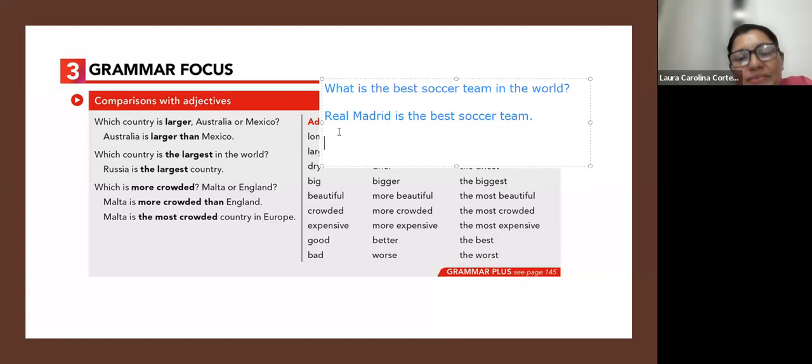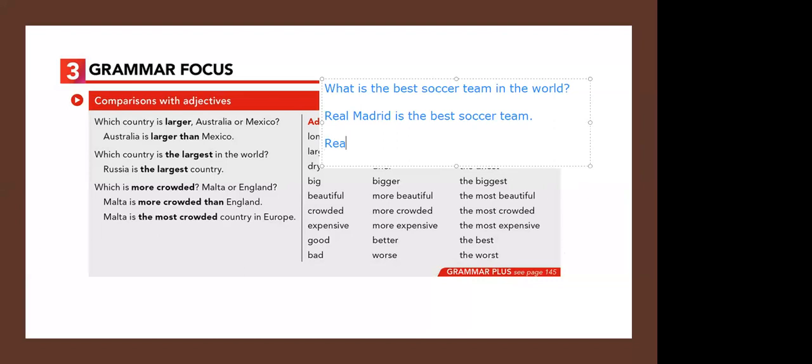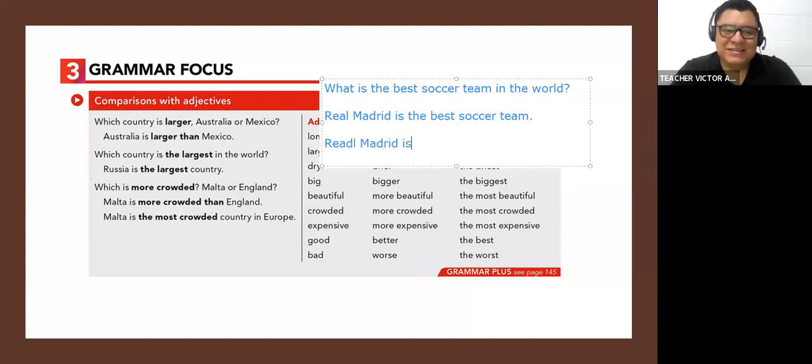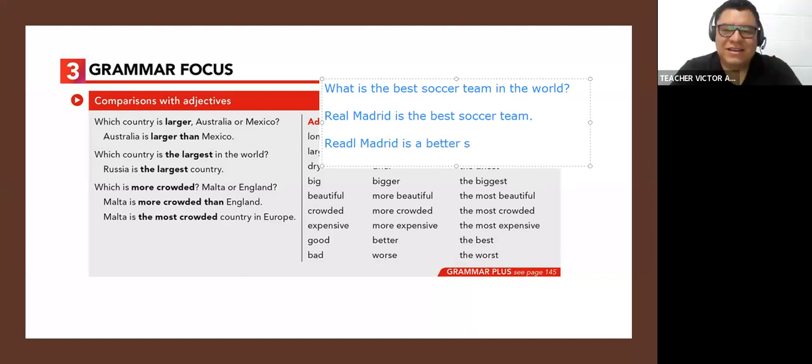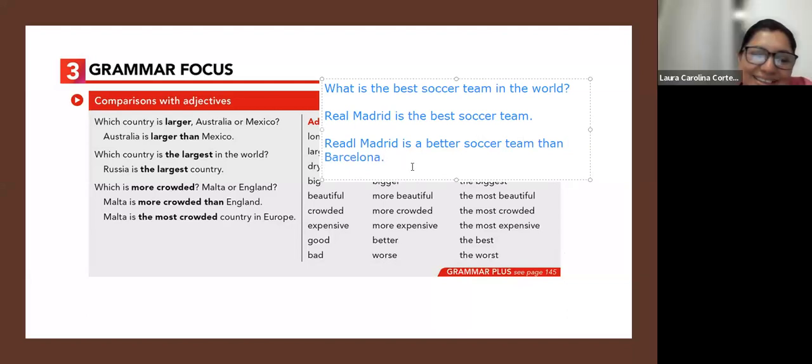Real Madrid is better than Barcelona. Real Madrid is a better soccer team than Barcelona. Okay, good. All right.